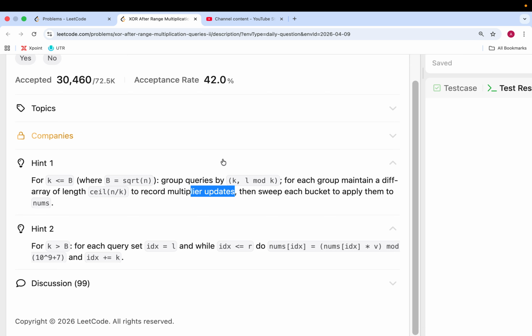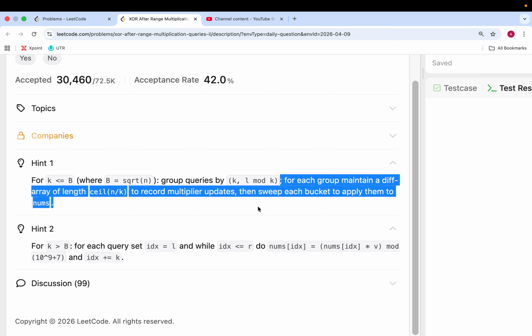So difference arrays, oh crap, what's the difference array? I've used difference arrays, now I've forgotten. Then sweep each bucket to apply them to nums. What? How much time has passed? 6:41. All right, I'll go for another 10 minutes, and if I can't think of it, I might cheat even more. I'll cheat the most. I'll read other people's stuff.